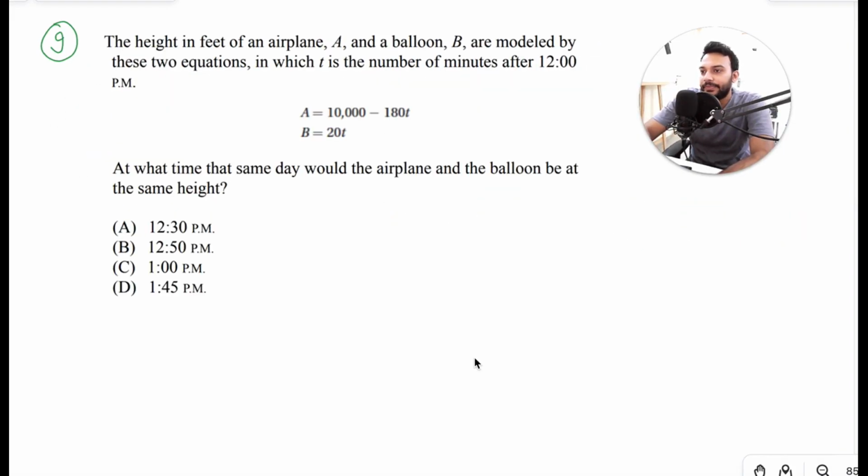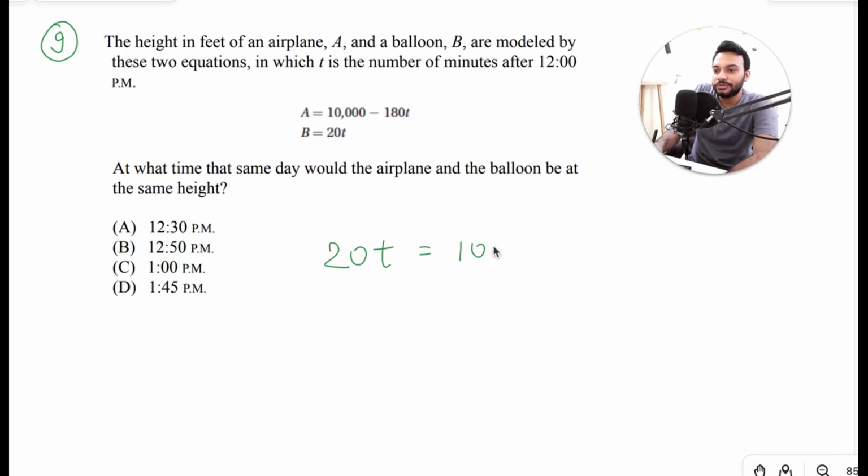Question number 9. The height in feet of an airplane A and a balloon B are modeled by these two equations in which T is the number of minutes after 12 p.m. A, the height of the airplane, is 10,000 minus 180T. B is 20T. At what time that same day would the airplane and the balloon be at the same height? So basically, for them to be at the same height, the altitude must be the same. These two equations must be equated with each other.